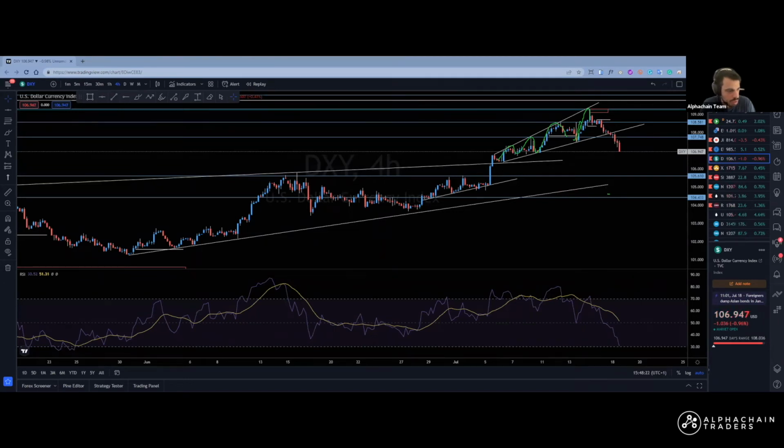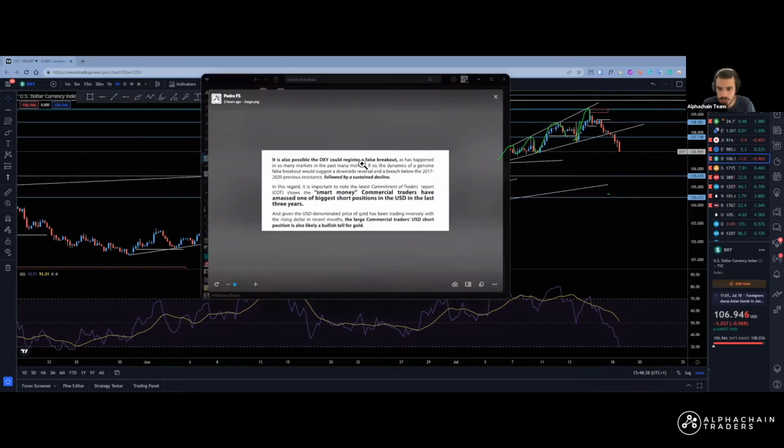For example, as Steven shared with me today, a document that, where is it? One second. Can I just move this here? Yeah, right. So the commitment of traders report shows that smart money commercial traders have amassed one of the biggest short positions in the USD in the last 3 years. That was last week or something like that. It has been happening during the last few days, right?